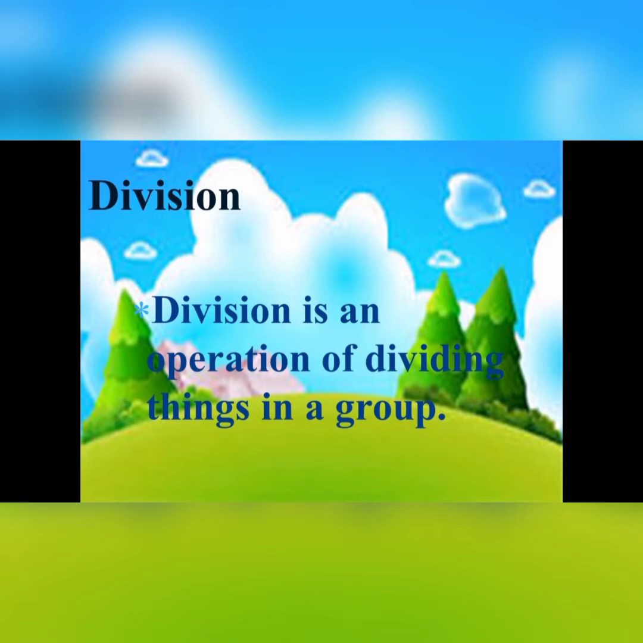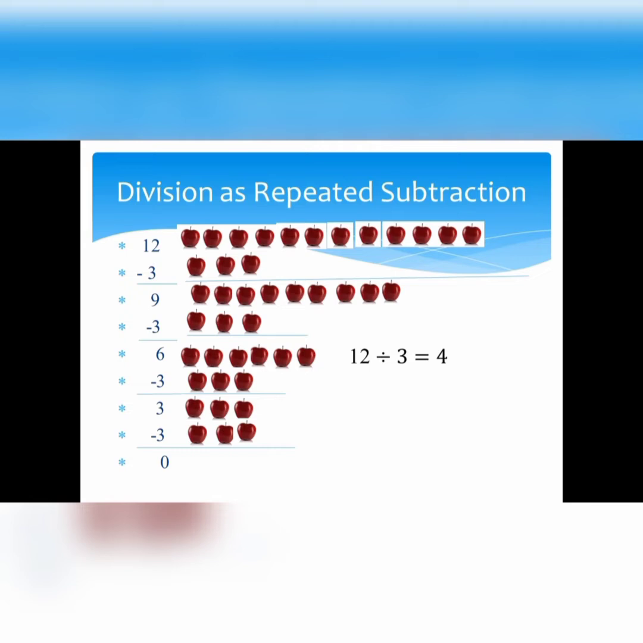Okay, let's discuss. Students, look at these apples. We can check how many 3 are in 12 with the help of these apples. Count with me. There are 12 apples in the first row. 1, 2, 3, 4, 5, 6, 7, 8, 9, 10, 11 and 12. It means the 12 apples are here and we subtract 3 apples. 1, 2, 3. So, taking away 3 apples, how many apples are left? 1, 2, 3, 4, 5, 6, 7, 8, 9. 9 apples are left.